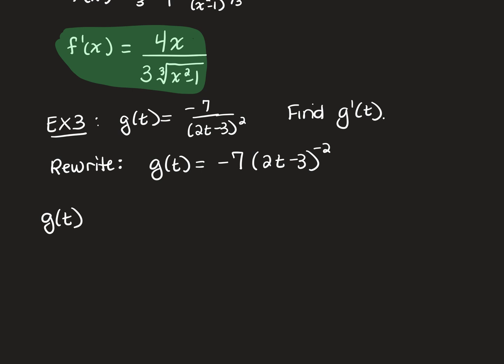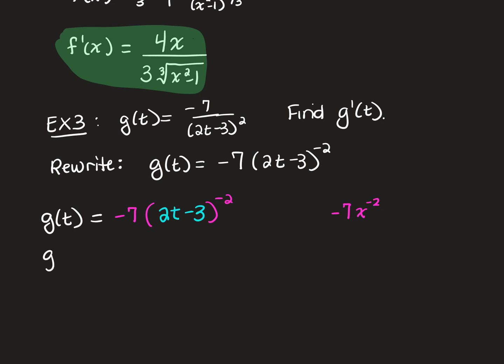So for g of t, now this time, my outer function is a little interesting. Think about what's happening. The best way to describe this is on the outside, right? So on the outside, I've got -7 and something being raised to the -2 power. Okay, that is my outer function. It's no different than if we said -7 x raised to the -2 power. That x though, in our case, what's being raised to the -2 power is 2t minus 3. So that would be my inside function.